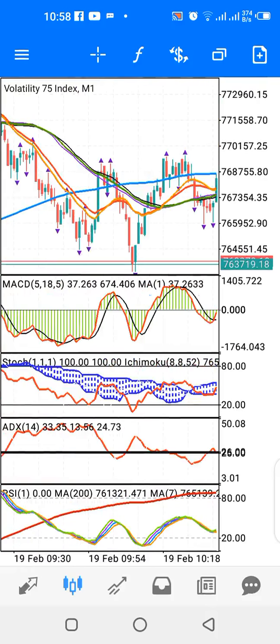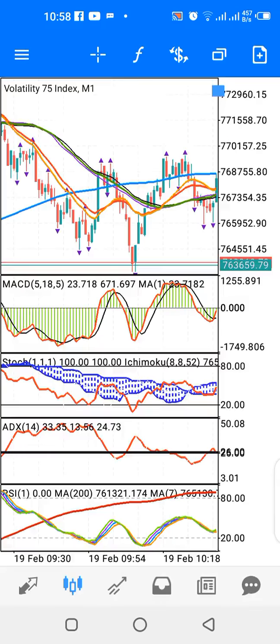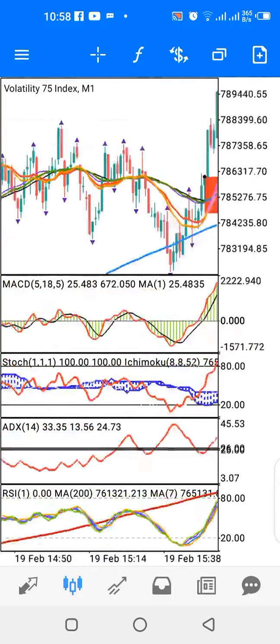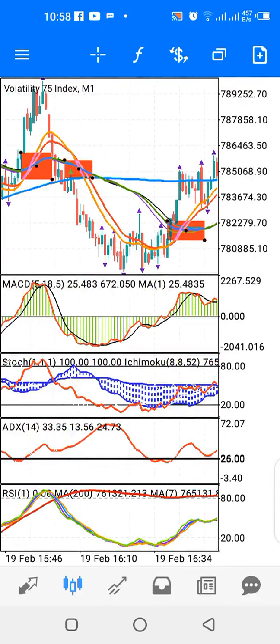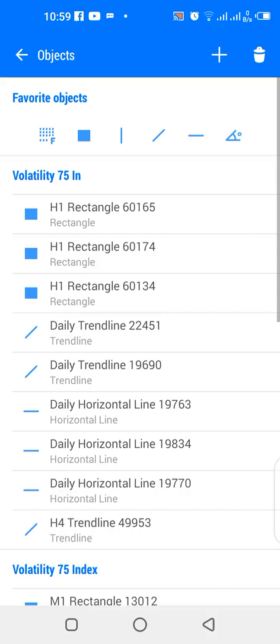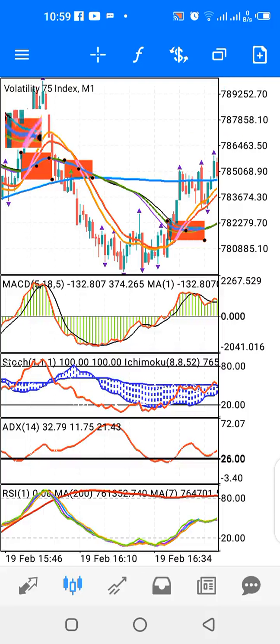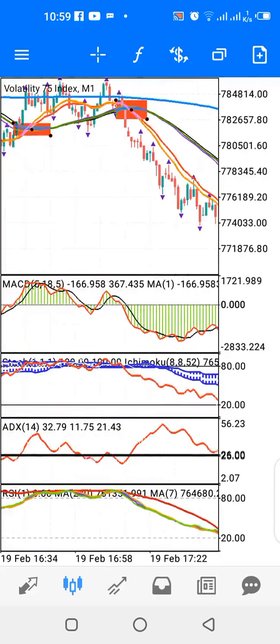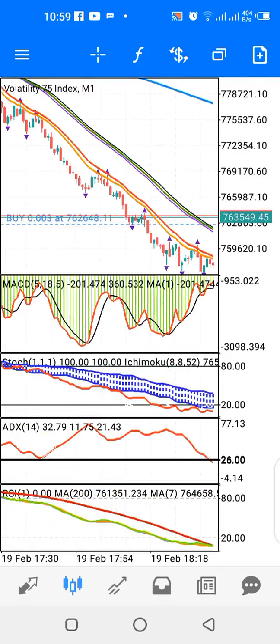Okay, this is a clear cross up for you to buy. But before then, we have the red, orange, green, black, and purple lines crossing down on the blue line for us to have change of trend to bearish trend. And you can see what happened. Price continued downwards.